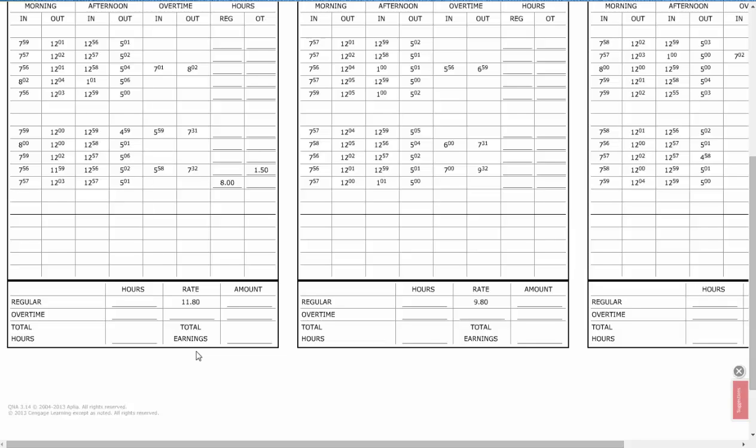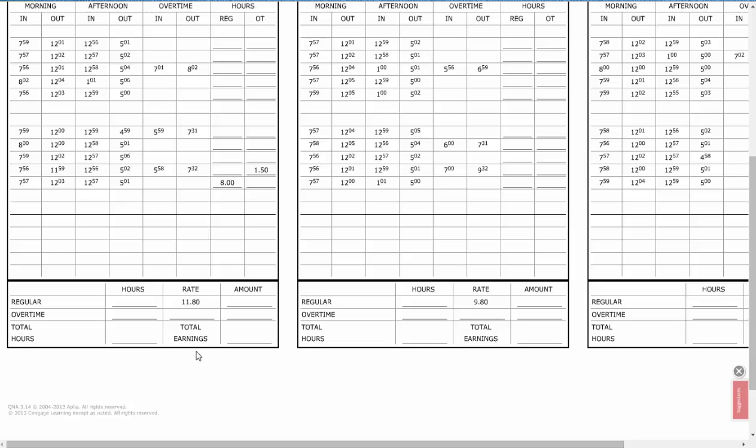How much does Marie get paid an hour? $11.80. So I'm going to take however many hours she works, times 11.80, and that's going to give me her regular earnings. I'm going to do the same thing for overtime, and I'm going to add up all the overtime hours and put that number here. Maybe it's 7, maybe it's 2, maybe it's 0. Notice here the rate is left blank.